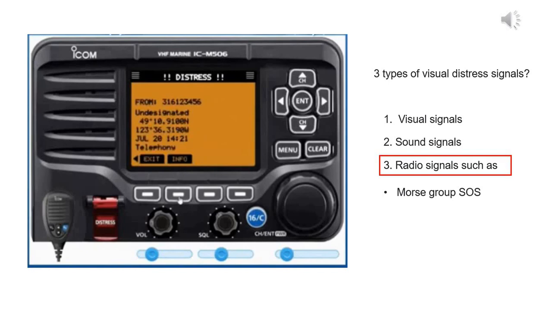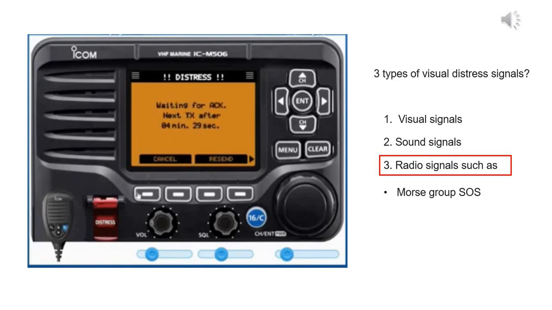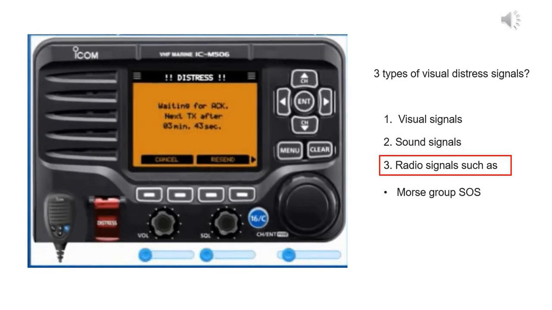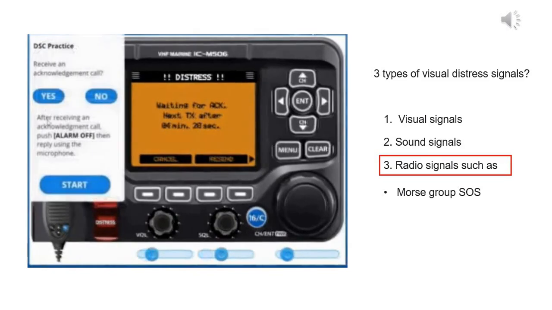Push the right key and then push info to display the transmitted distress call information. A distress alert default contains your MMSI number, nature of distress, and position information. After transmitting the call, the transceiver waits for an acknowledgement call. Let's direct the simulator to send an acknowledgement call.